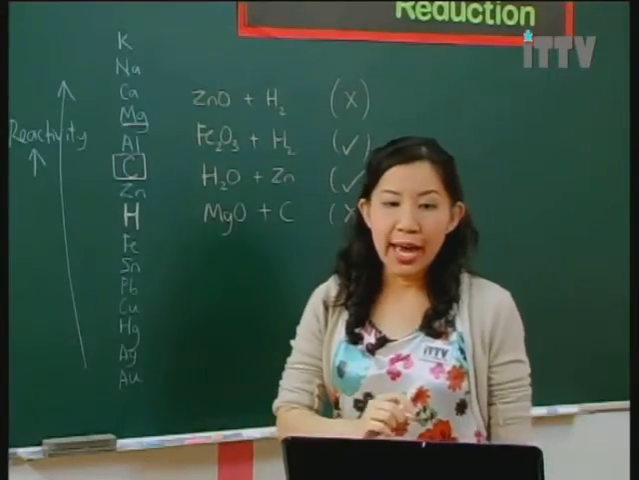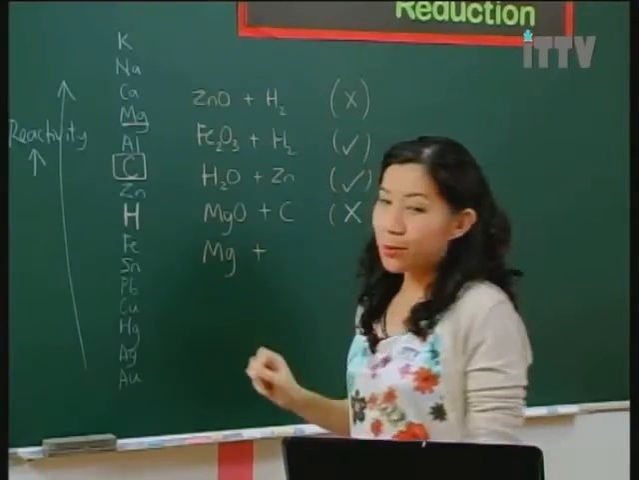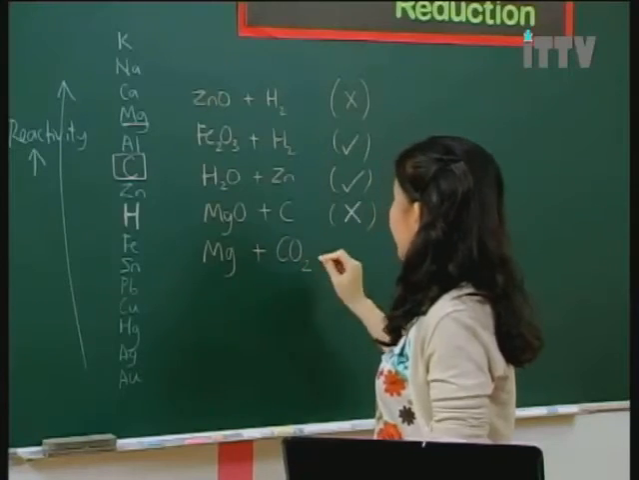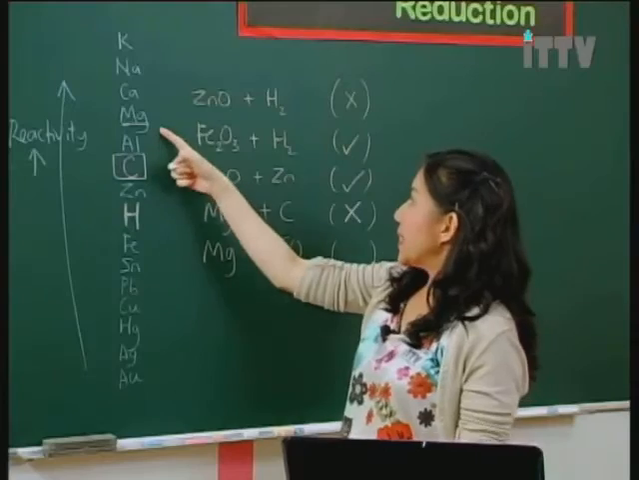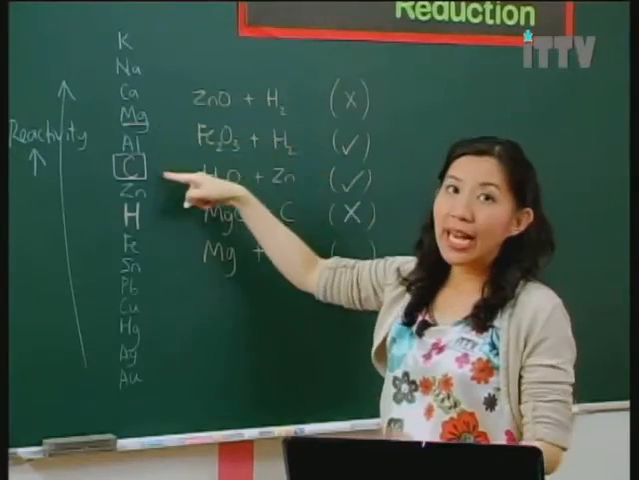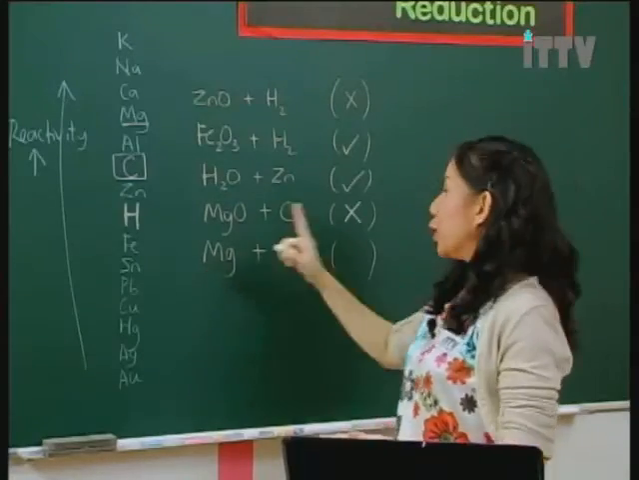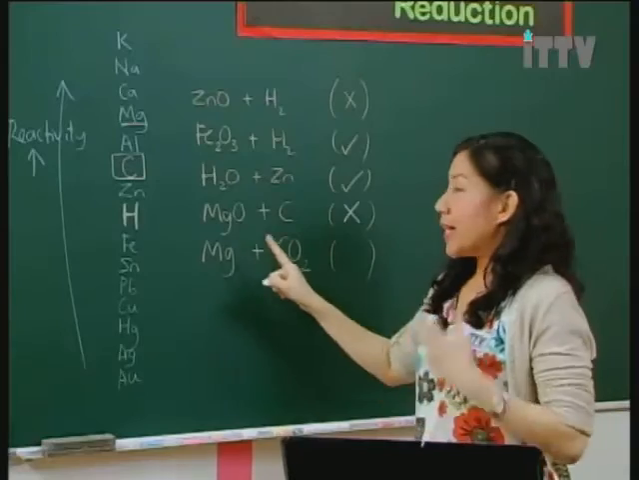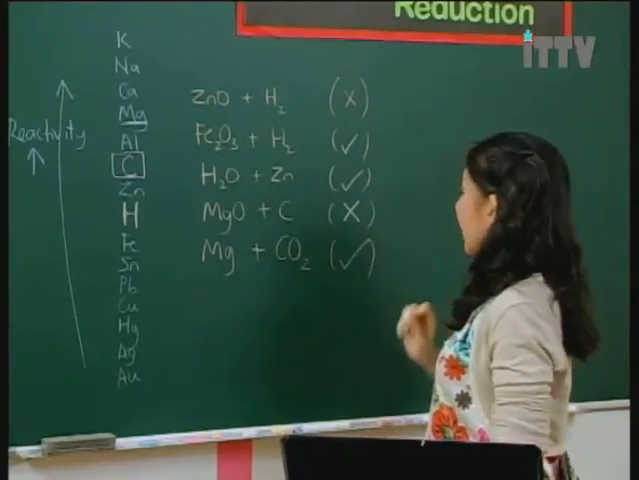Next up, we would have magnesium as well as carbon dioxide. This is different. Now, magnesium is more reactive than carbon as mentioned. So magnesium, yes, will be able to reduce carbon dioxide. Magnesium is able to reduce the oxide of carbon. Yes.